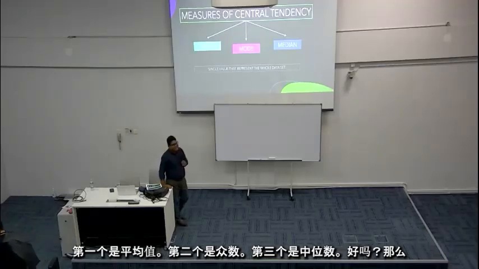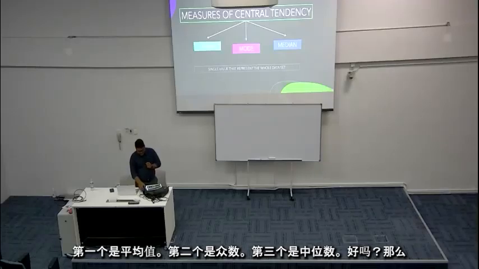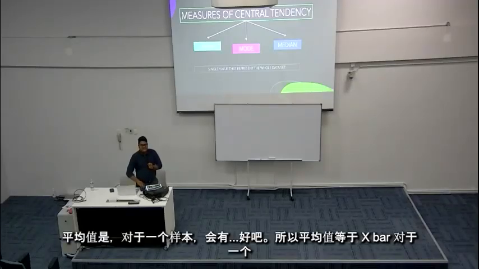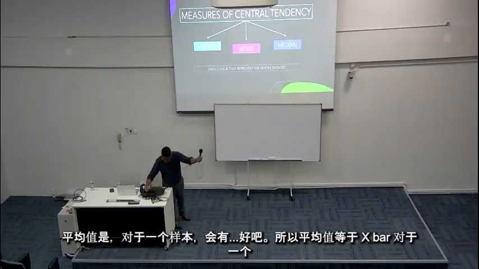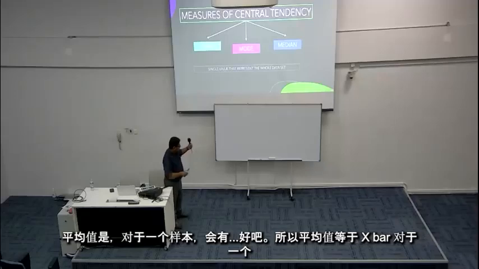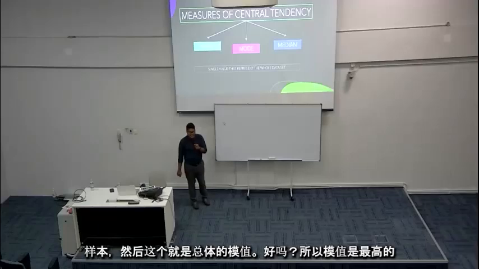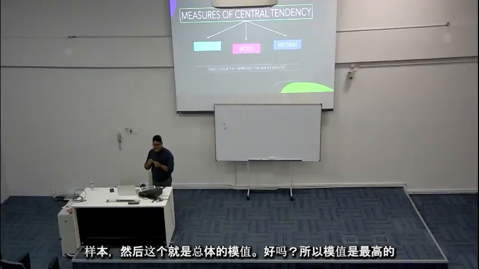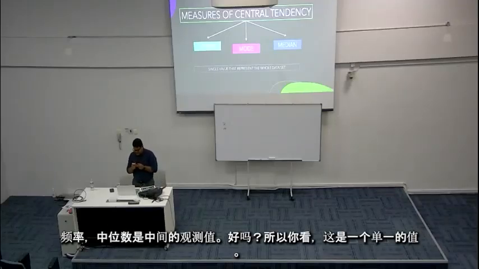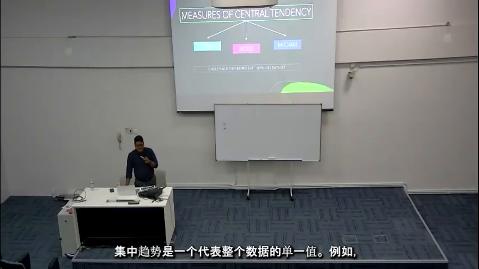So under the measure of central tendency, we have three things: the first is the mean, the second is the mode, and the third is the median. The mean is X bar for a sample, and mu for the population. The mode is the highest frequency and the median is the middle observation. You see that central tendency is a single value that represents the whole data.